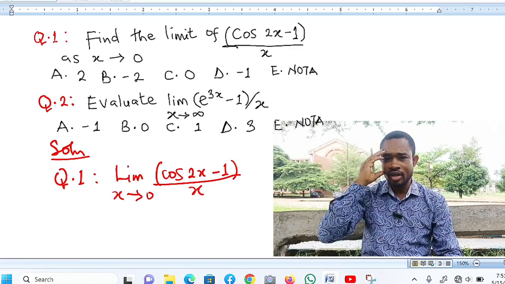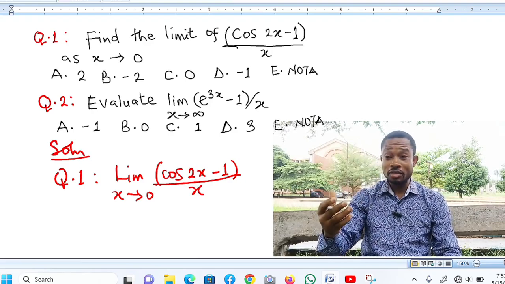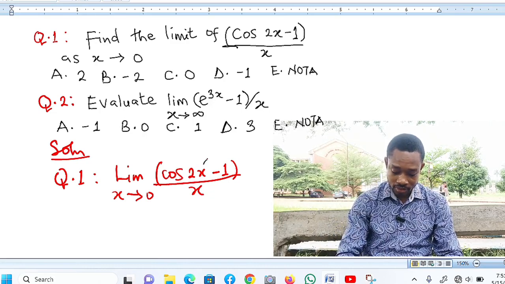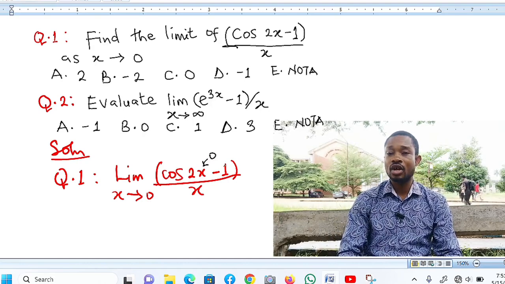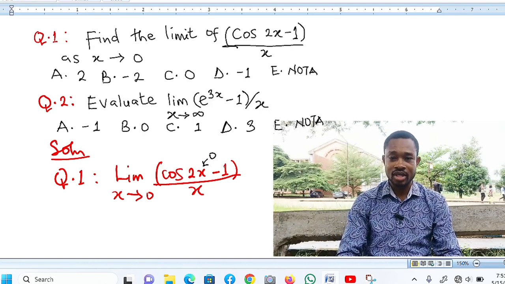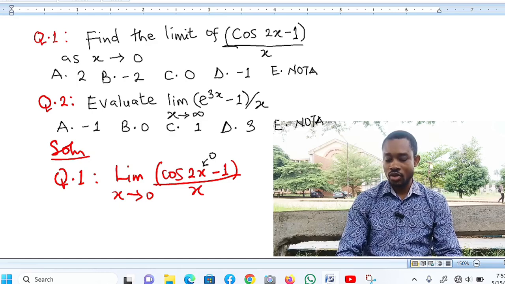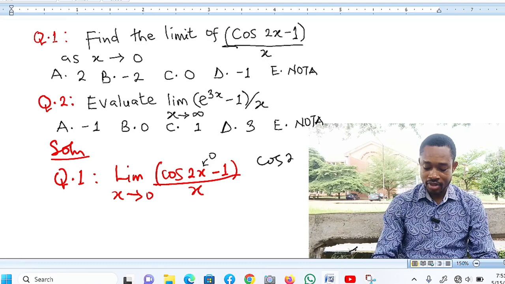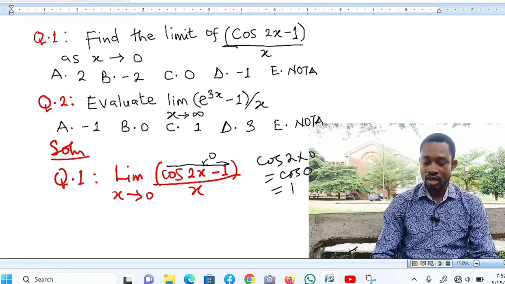If you have cos 2x, in place of x you fix your 0. That's going to give you cos of 2 times 0, and 2 times 0 is 0. Cos 0 is 1. So you're going to have 1 minus 1 in the numerator. This is what I mean: 2 times 0 will give us 0, and then cos 0 is what? 1. So this whole term that you have in bracket here is going to be 1 minus 1.